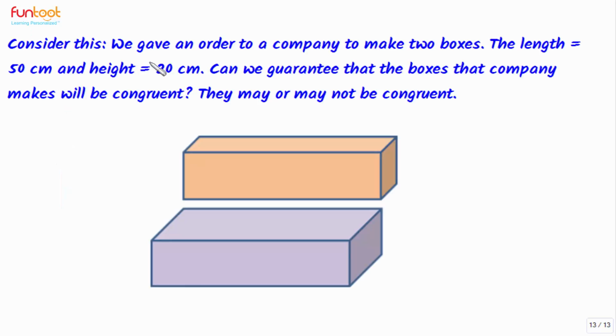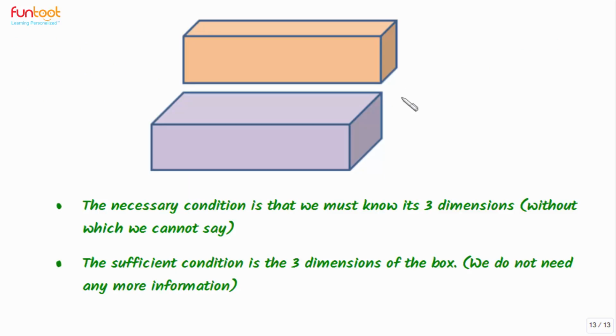Consider this. We gave an order to a company to make two boxes. The length equal to 50 cm and height equal to 20 cm. Can we guarantee that the boxes that company makes will be congruent? Well, they may or may not be congruent. Therefore, for concluding that two boxes are congruent or not, the necessary condition is that we must know its three dimensions, without which we cannot say.